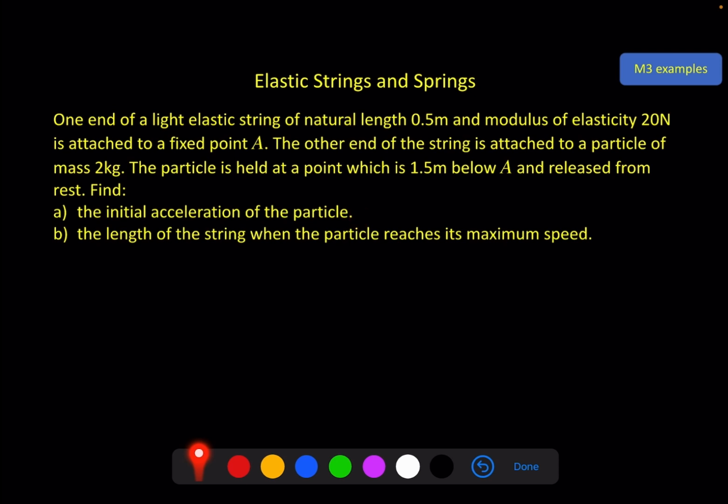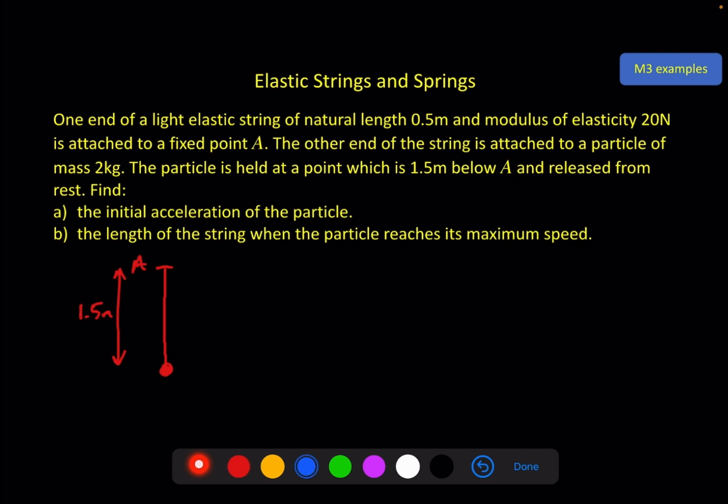So this is very much an F equals ma problem. We need to find the force in order to find the acceleration, and part of the resultant force will be the tension in the string. So if I sketch this out, we've got point A up here, it is fixed here, the string is stretched down here, a distance of 1.5 meters, held at rest, and then released.